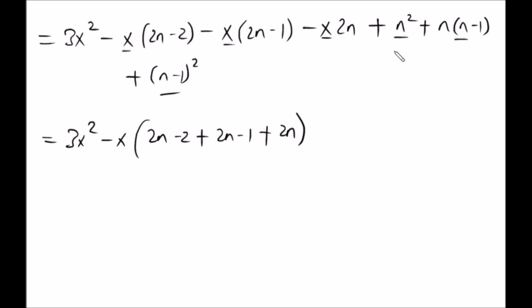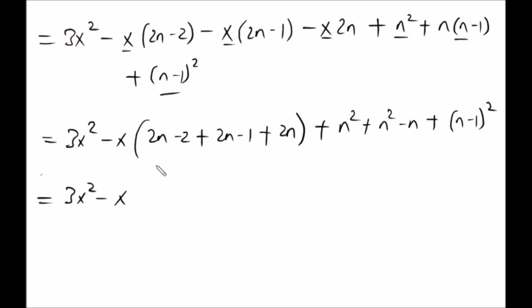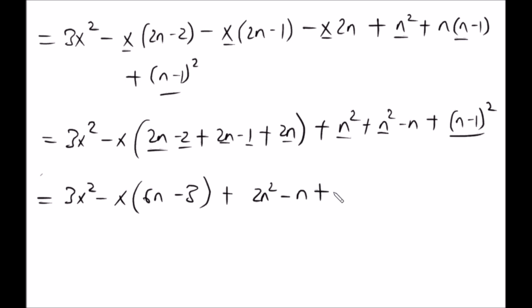And then kwa huku sasa ni expand. Hii ni n squared plus n squared minus n afu jumlisha n minus 1 squared. So itakuwa ni 3x squared minus x. So hapa itakuwa na 2n plus 2n plus 2n ni 6n minus 2 na 1 ni 3 jumlisha, so this is 2n squared minus n jumlisha, huyu na expand tu, so ni n squared minus 2n plus 1. So huyu na huyu inakuwa ni 3n squared.